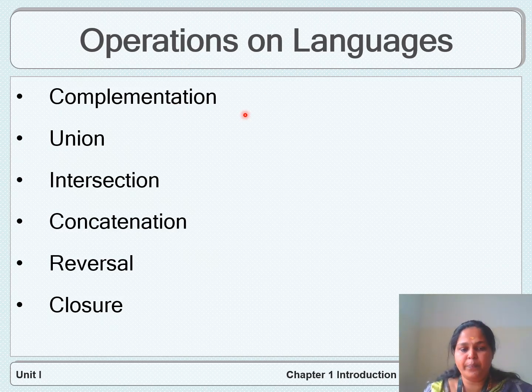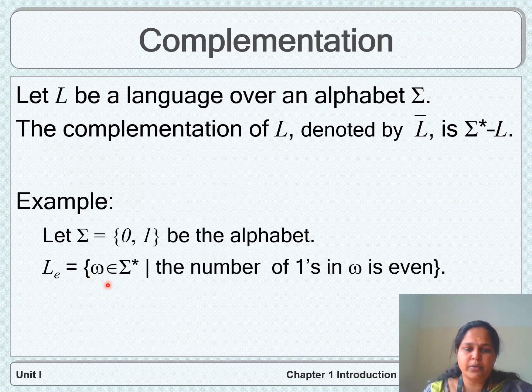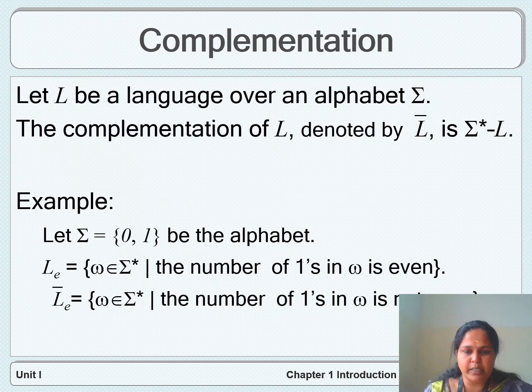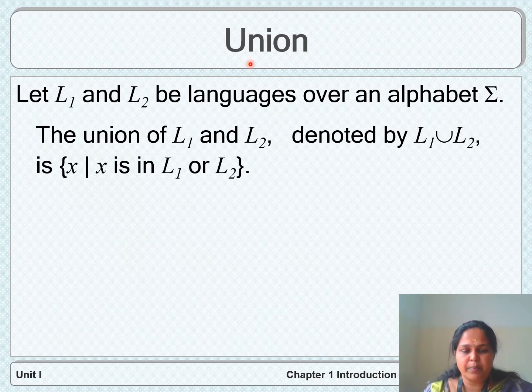Next we will see the operations available on languages. First is complementation, then union, intersection, concatenation, reversal and closure. First one is complementation. Let L be a language over the alphabet sigma. The complement of L is denoted by L dash, which indicates sigma star minus L, right? So we can see the input where the number of ones is always even, and this is how the complement works. For example, if you provide 0, the complement of 0 will be 1. For 1, it will be 0. So 0, 1 will become 1, 0. So complementation works like this.